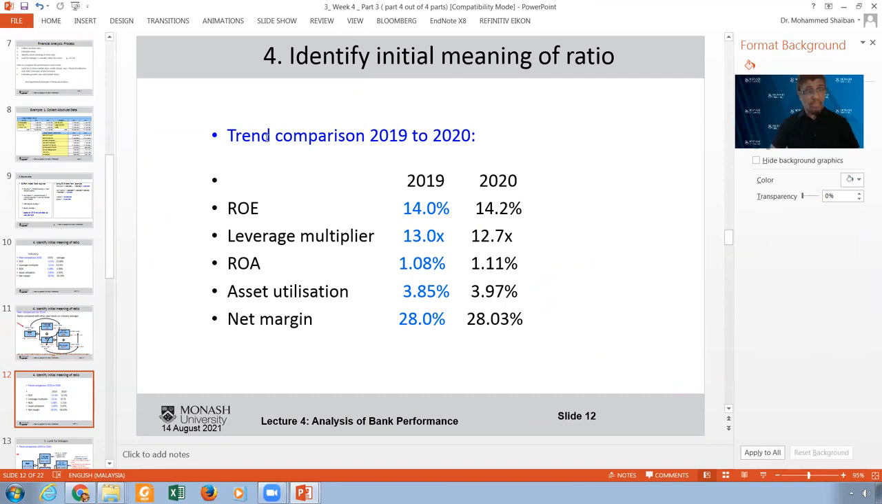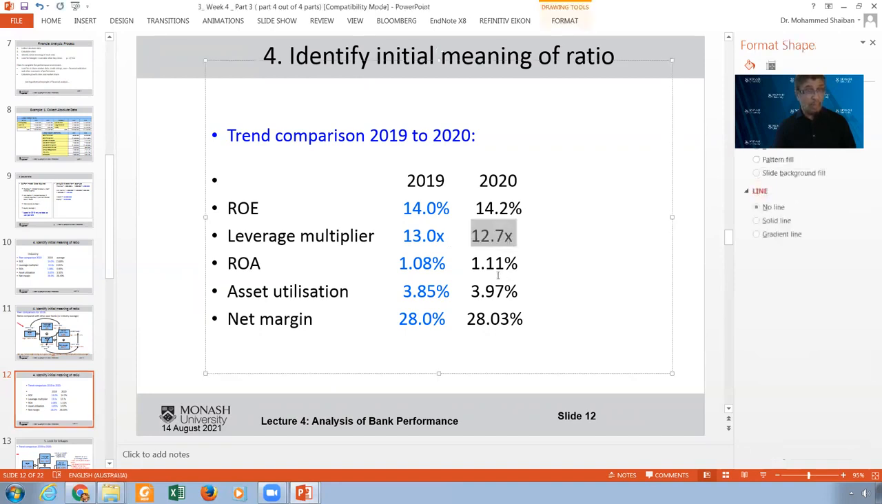Here I bring only the trend and only the peers. So in terms of 2019-20, we are doing well in 2020 actually. I don't know, maybe because of COVID. So we have 14.2 to 12.7. No, we are not doing it well. I mean, the leverage multiplier is improving. We have less capital. We have improved in the ROE and the asset utilization and the net margin.